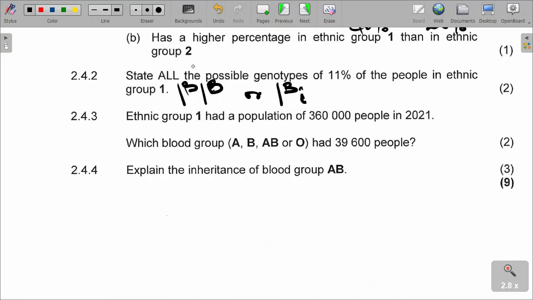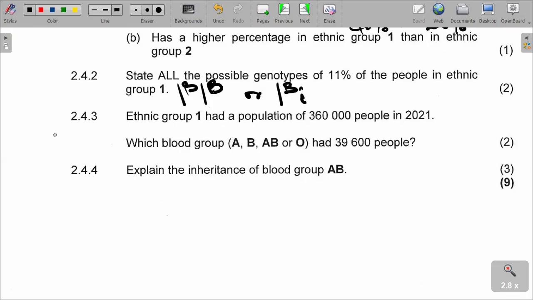And then we are given that ethnic group 1 had a population of 360,000 in 2021. Which blood group, A, B, AB, or O, is 39,600 people? So we need to calculate the percentage of the population that 39,600 people represent.